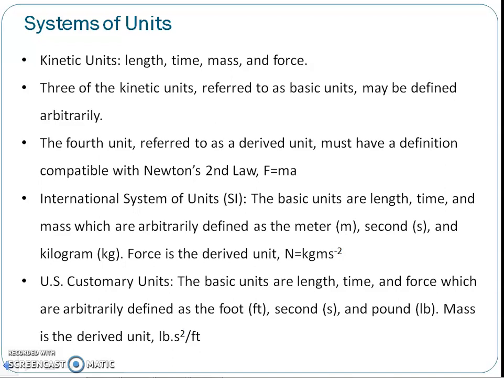In SI units, the basic units are length, time, and mass, which are arbitrarily defined as meters, seconds, and kilograms, kg. Whereas force is a derived unit, which is the newton, equal to kg m s^-2. In US customary units, the basic units are length, time, and force, which are arbitrarily defined as feet, seconds, and pounds, whereas mass is a derived unit, pound second squared per foot.